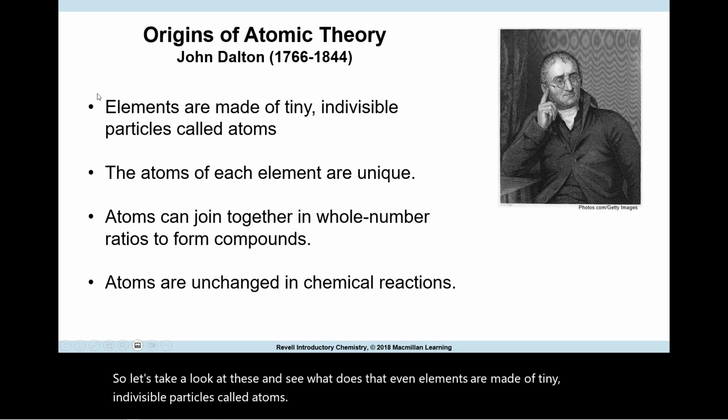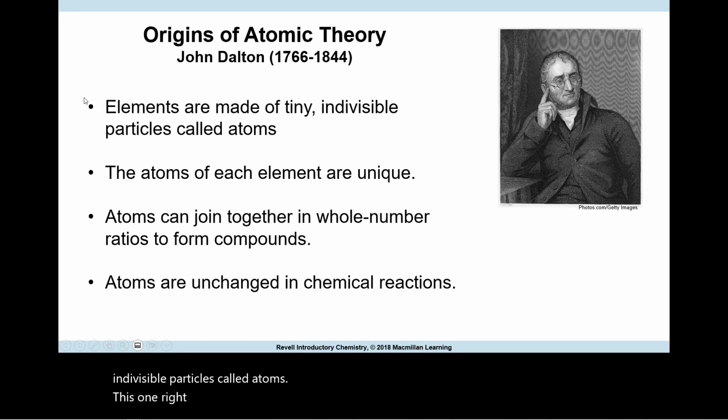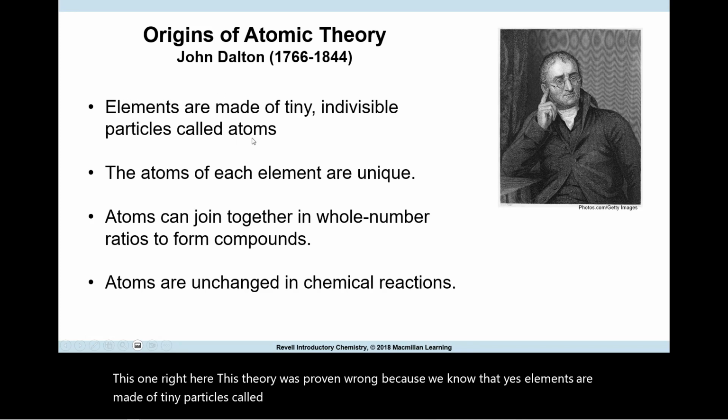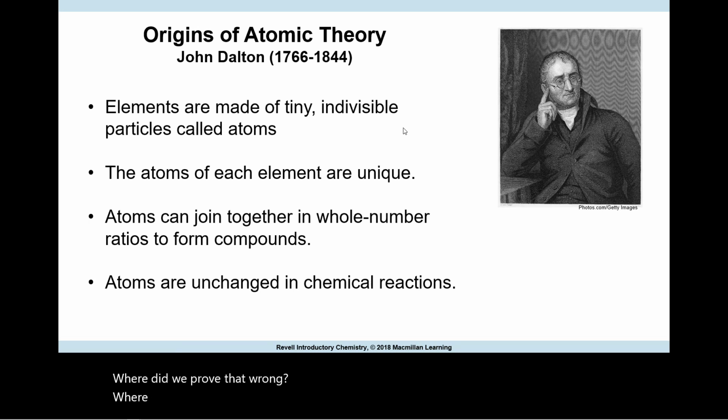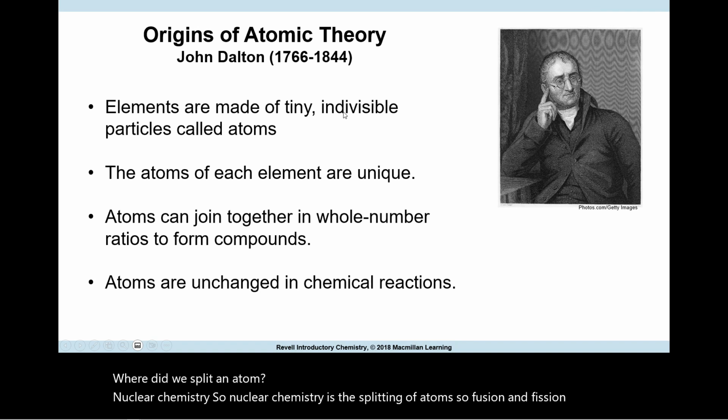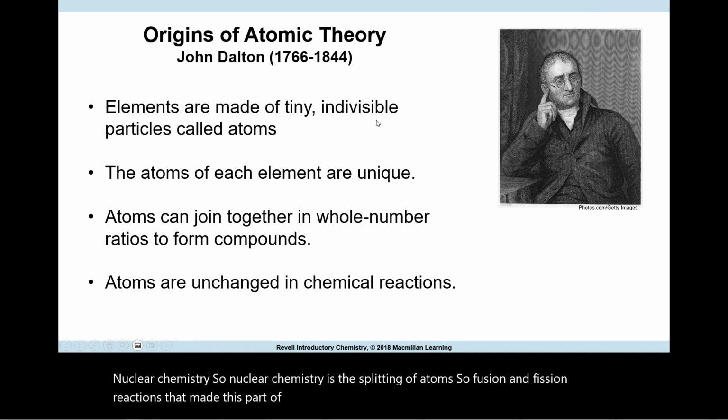Well, this theory was proven wrong, because we know that yes, elements are made of tiny particles called atoms. That part is correct. What is incorrect is indivisible. Where did we prove that wrong? Where did we split an atom? Nuclear chemistry. So nuclear chemistry is the splitting of atoms. So fusion and fission reactions, right? That made this part of his theory incorrect.